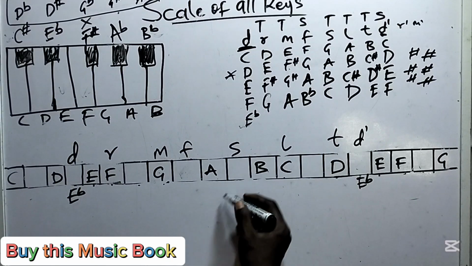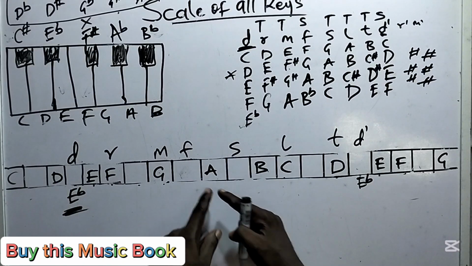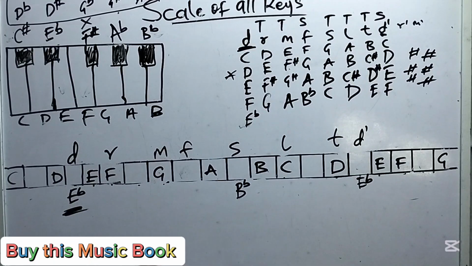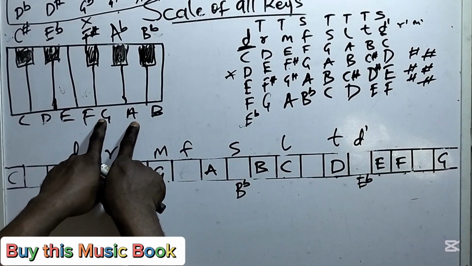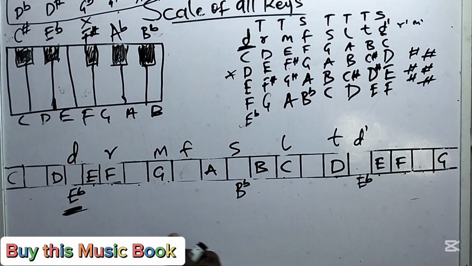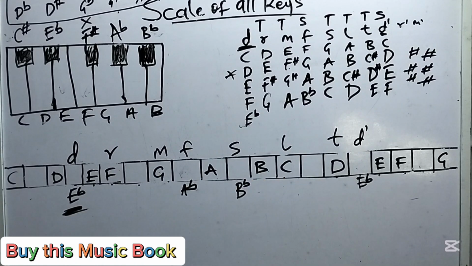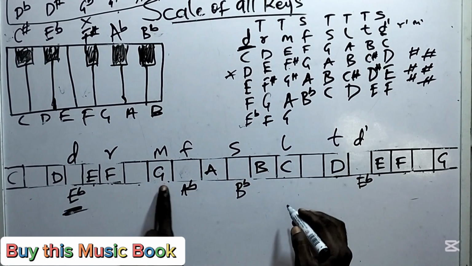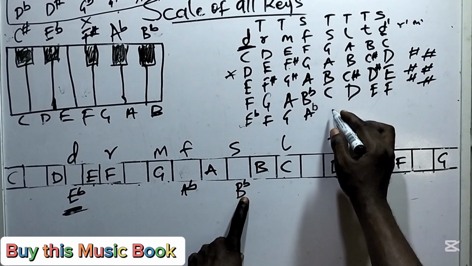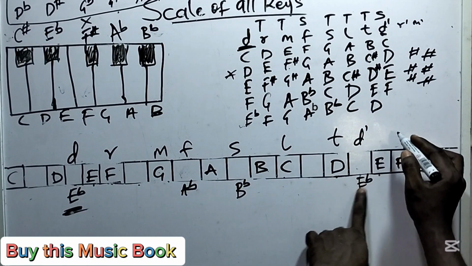The so is between A and B. What is it? Because what starts it is E flat, everything that is in between must be flat. So between A and B, we have what? B flat. This is it. After that, between G and A, there is a key. See it, A flat. So let us write. The re of key E flat is F. The mi is G. The fa is A flat. The so is B flat. The la is C. The ti is D. And the do is E flat.